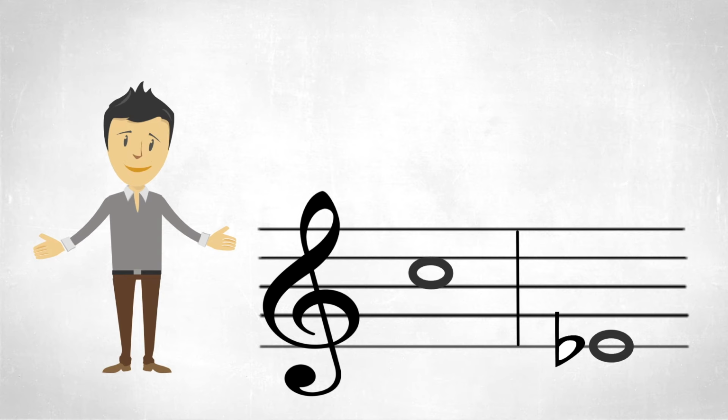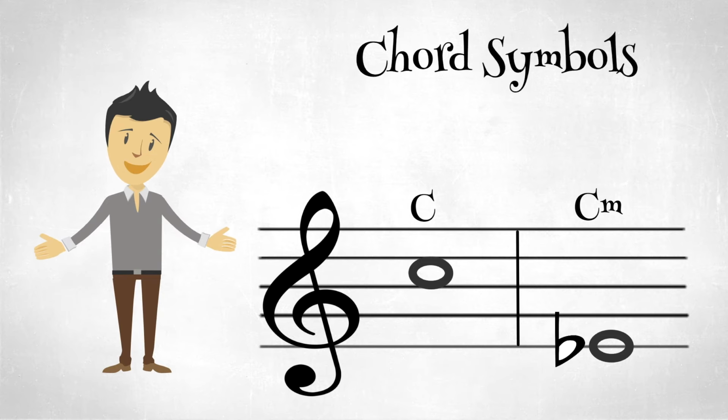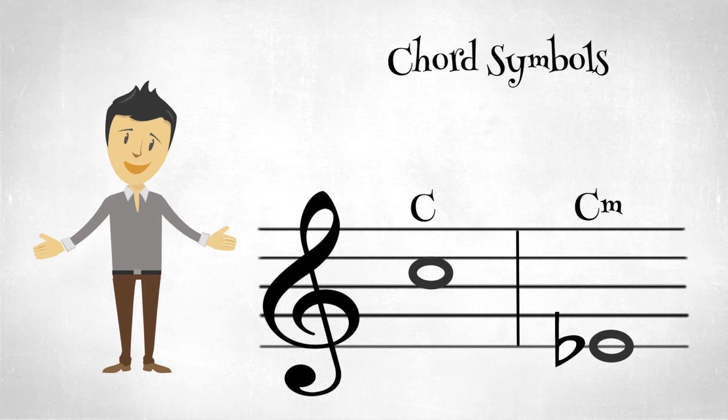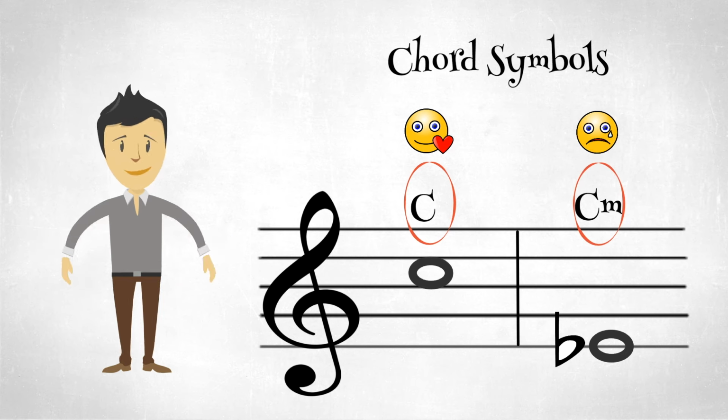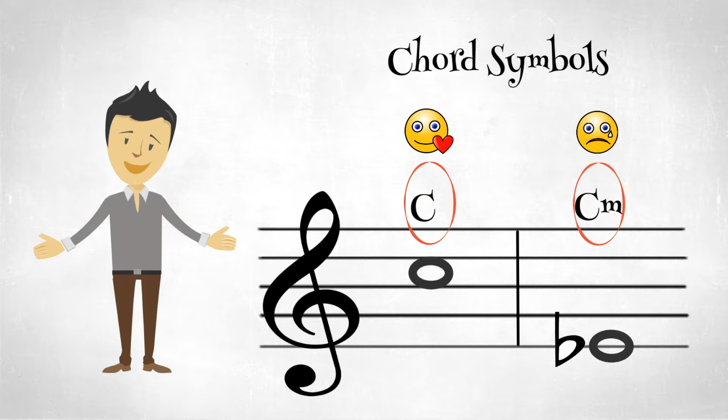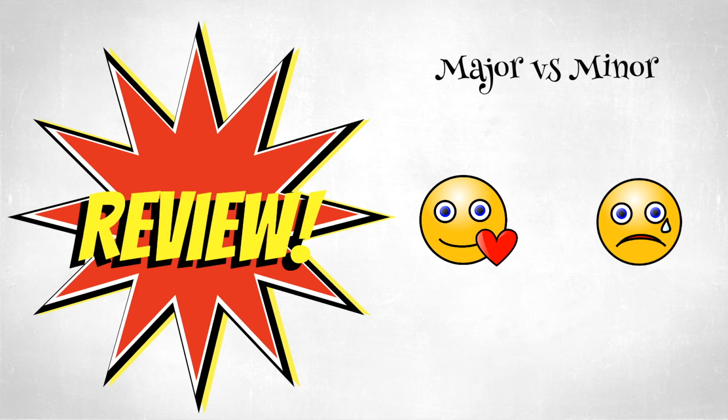In music, you may see these letters above the staff. They are chord symbols. If you see a capital letter like C, that tells us to play a C major chord. But if you see a capital letter with a lowercase m, that is saying to play a minor chord. Cool! Quick review. Major chords typically sound happy, and minor chords typically sound sad. Yeehaw!